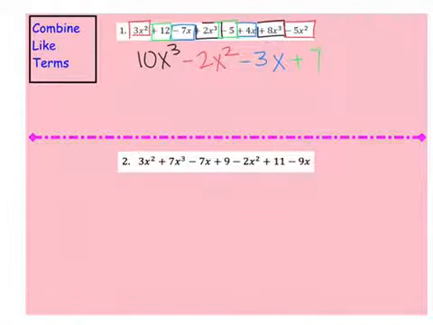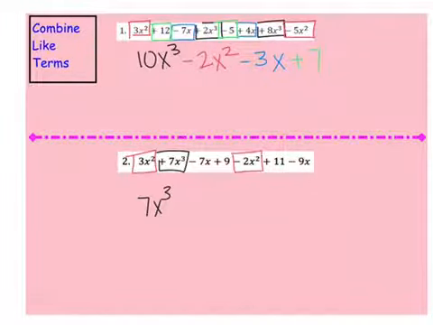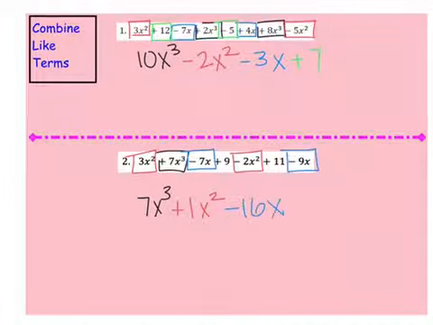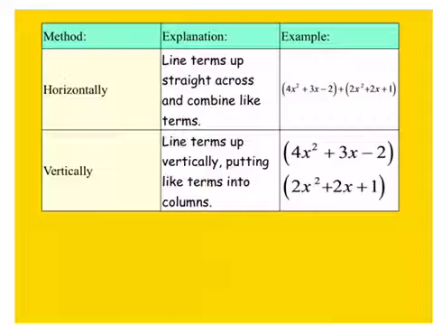Now example number 2 is the same kind of idea. We want to start with the highest power and then just combine our like terms. The highest exponent for me is the 7x to the third, and that's my only x to the third, so I'm going to write that first. Then I'm going to deal with my x squareds. I have a 3x squared and a negative 2x squared, so I get plus 1x squared. For x's, I have a negative 7 plus a negative 9, so I get a negative 16x. And then last I have a positive 9 plus 11, which gives me a plus 20. So both of these are in standard form and all of my like terms are combined.